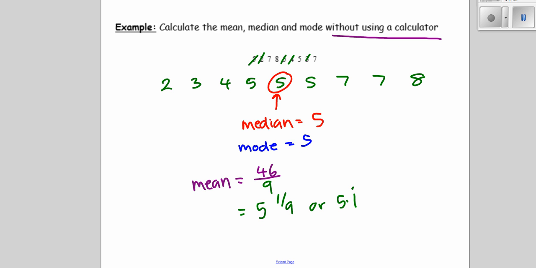But you can leave it as a simplified fraction, it's fine. I would just leave it like that.